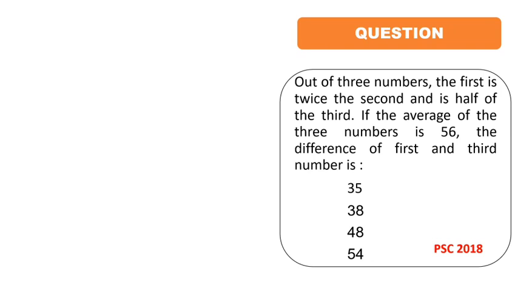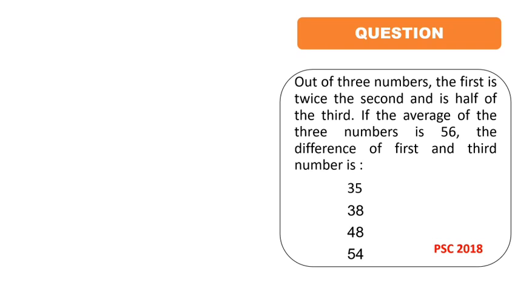Out of 3 numbers, the first is twice the second and is half of the third. If the average of the 3 numbers is 56, then the difference of the first and third number is. This is a Public Service Commission examination 2018 question paper question.